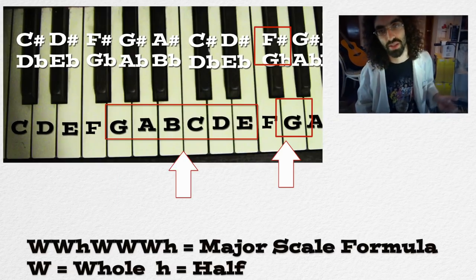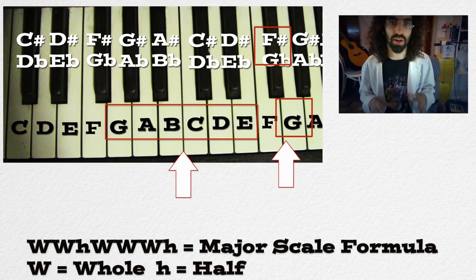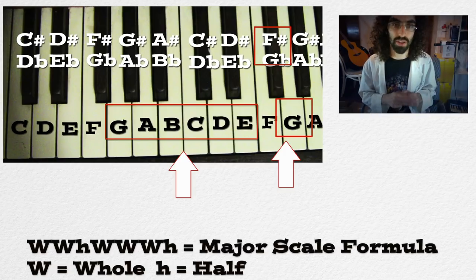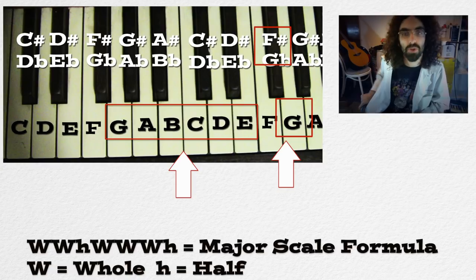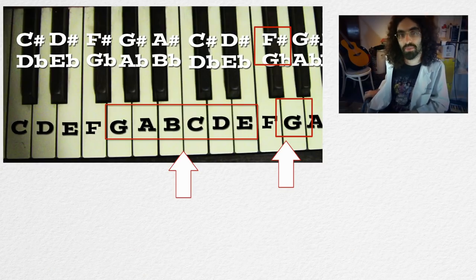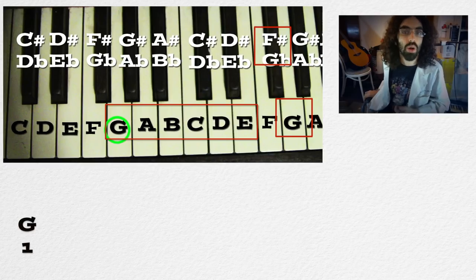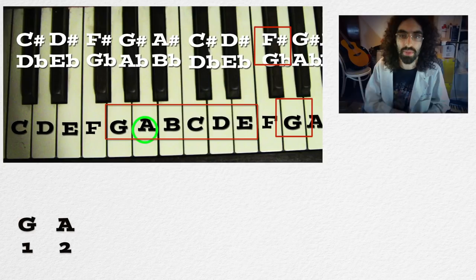So in a G major scale, everything is a whole step apart, except for the third and fourth notes of that scale, and the seventh and eighth notes of that scale. So you can use that formula to create the other major scales. Let's try this with G. G is one, so we need a whole step to get to the two, which is A. G, a whole step, is A.